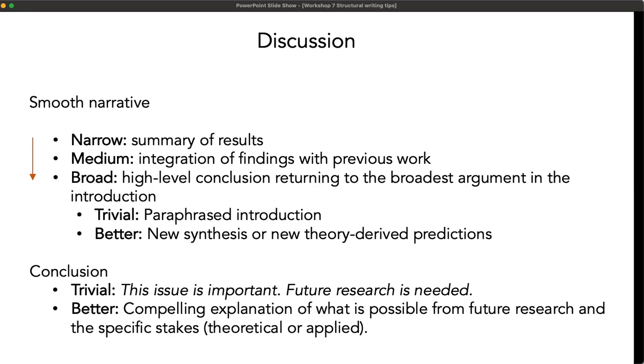So trivial: this issue is important. Future research is needed. I say trivial, I don't mean that very disparagingly. I just mean that's more shallow and many theses read like this. But better would be to give a compelling explanation of what happened, what is possible from future research, and finally, what the stakes are, theoretical or applied, leaving your reader excited about the topic.